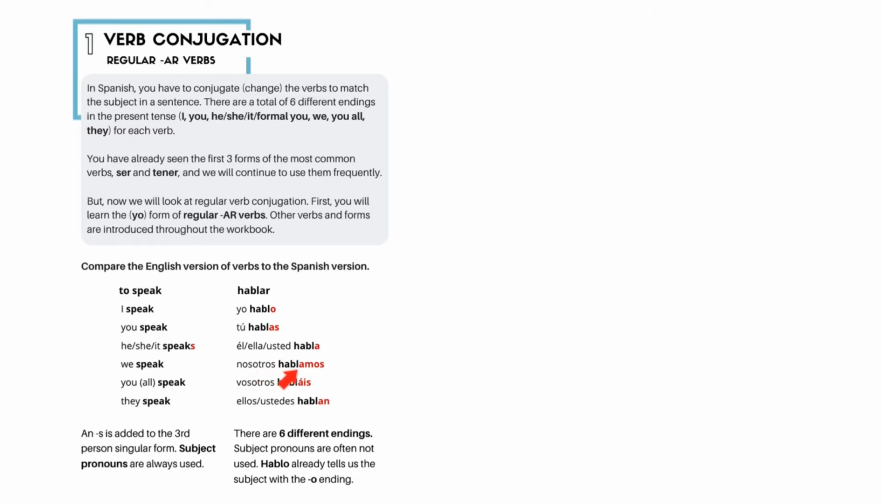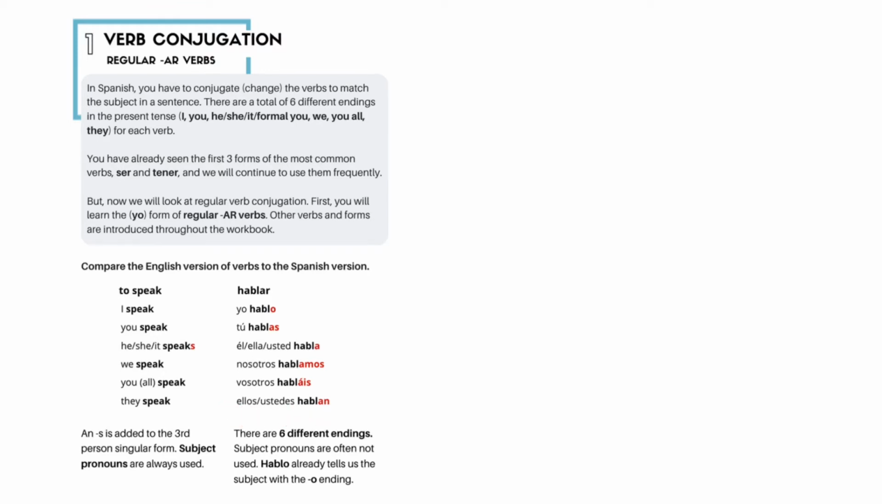Nosotros hablamos. Vosotros is a form that is taught a lot of times in school, but nobody in Latin America actually uses it. So it's here for you to see, but we're actually going to skip over it. And then ellos or ustedes hablan.